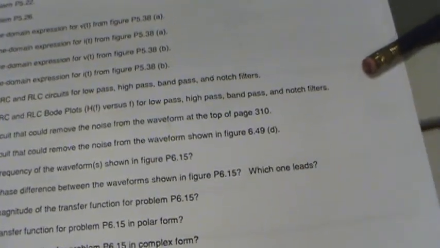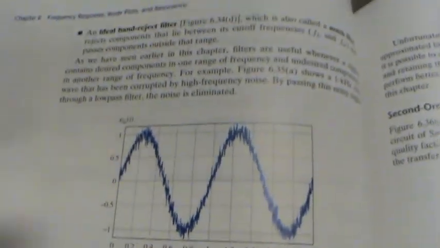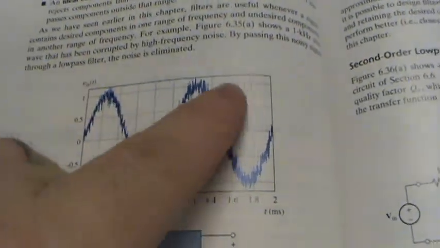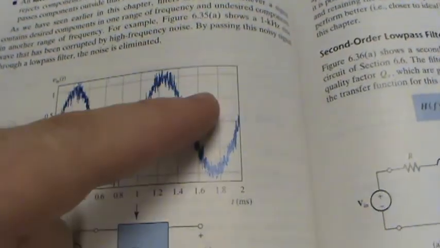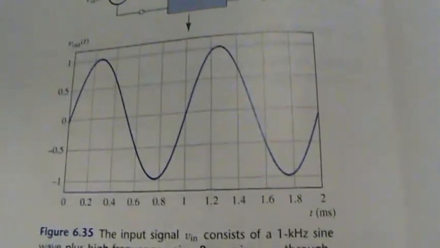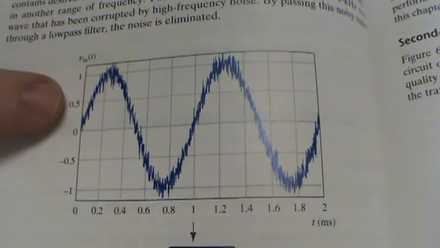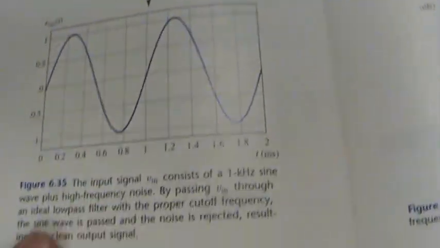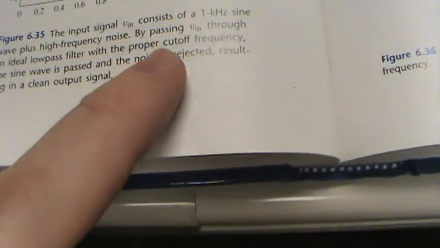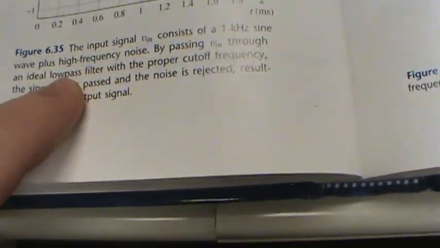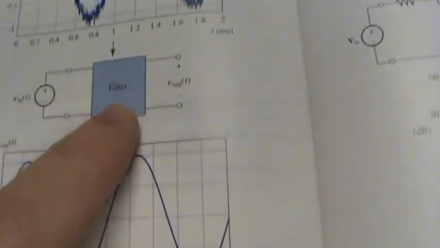Number 15 is saying design a circuit that will remove the noise from the figure on the top of page 310. This is what it looks like, and it's a low frequency signal, but it's got some high frequency noise on the top of it. What you want to do is clean that up and make it look nice, which means removing the high frequency. When you remove the high frequency, that means that you need to have a low pass filter. So there's your low pass filter diagram as kind of a hint, but the diagram that I'm looking for is that one right there. Input here, output over there.